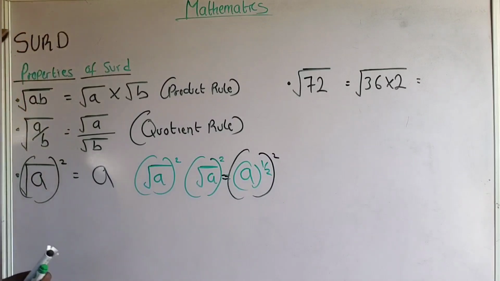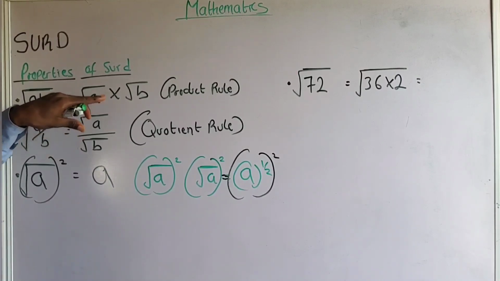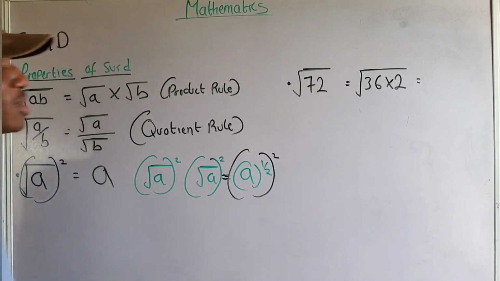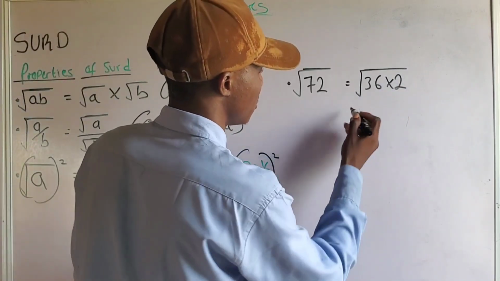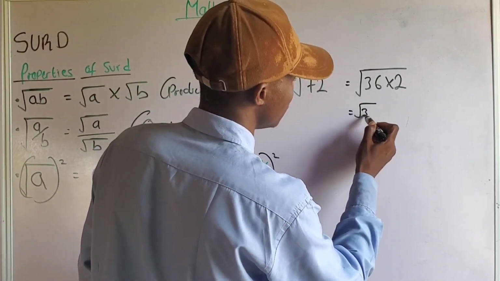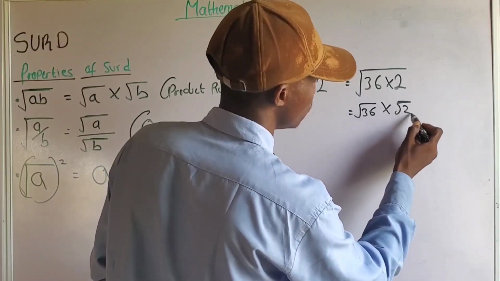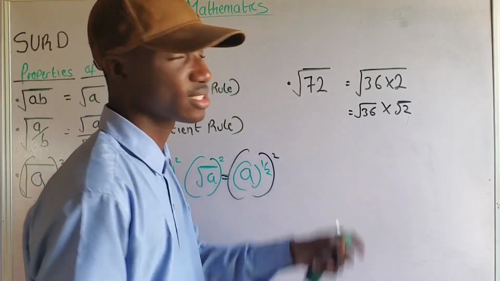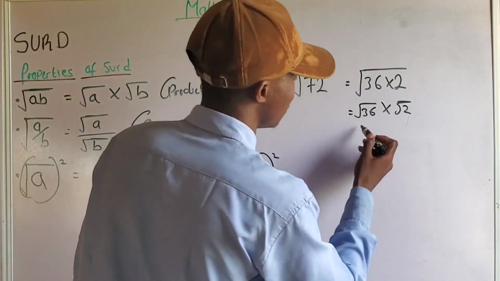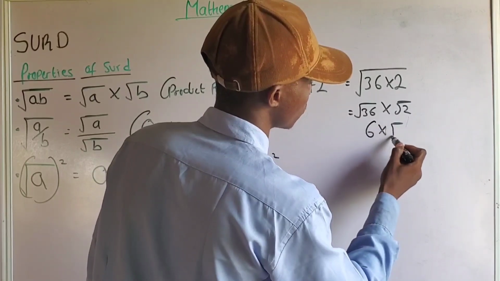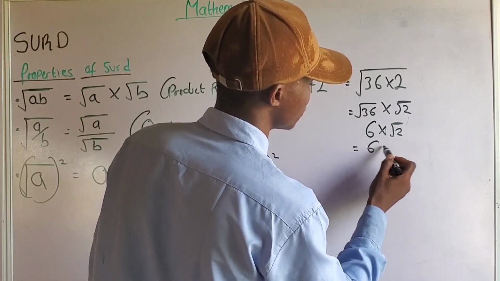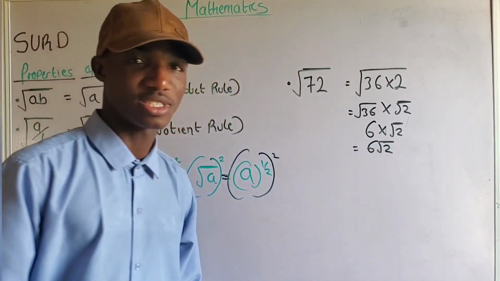Now, come back to the rules. That's why I said you must understand the properties. According to these properties, square root of a times b will give me square root of a times square root of b. So I'm going to have square root of 36 times square root of 2. Square root of 36 is 6, so I'm going to have 6 multiplied by square root of 2, which is 6 root 2.